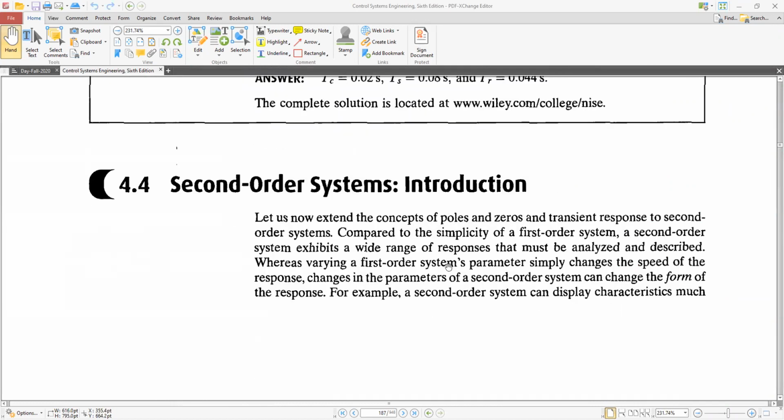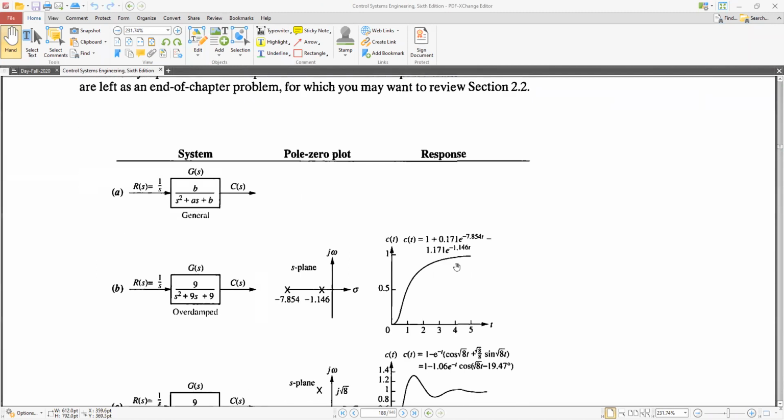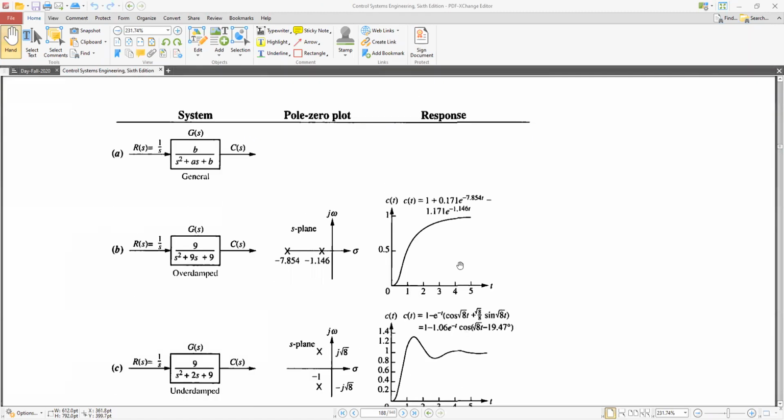Now the second order system. Second order system means the power of the S is 2. In a first order system, the power of the S is 1.